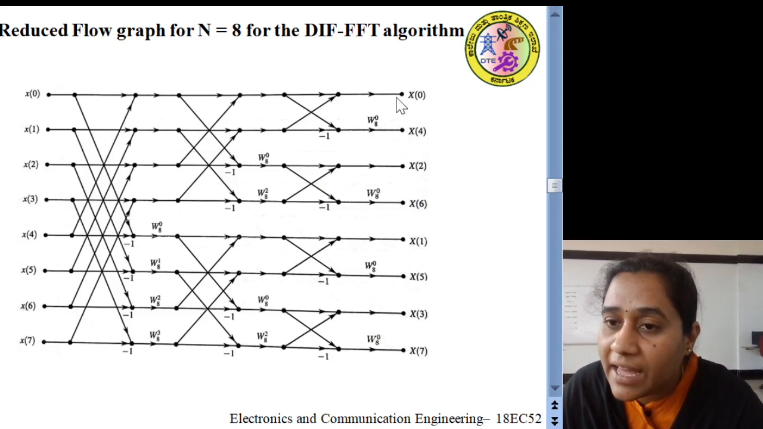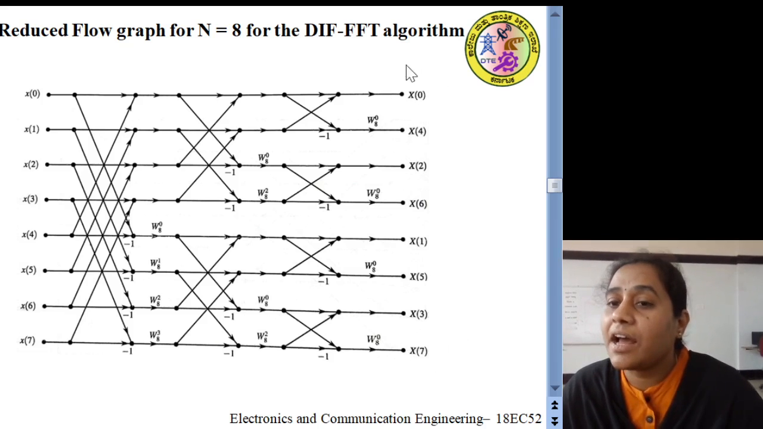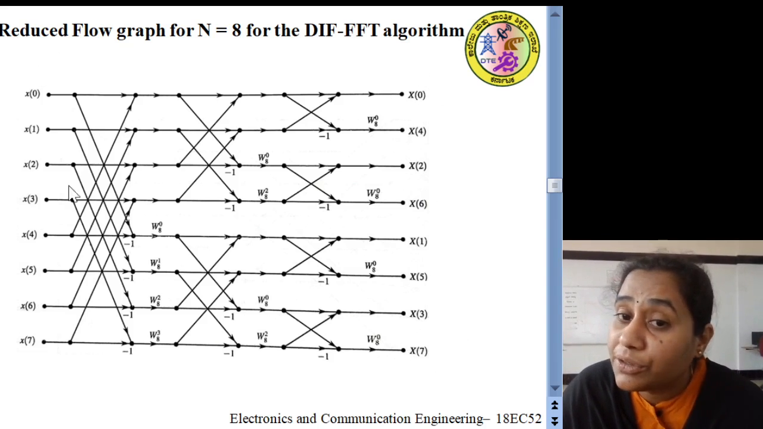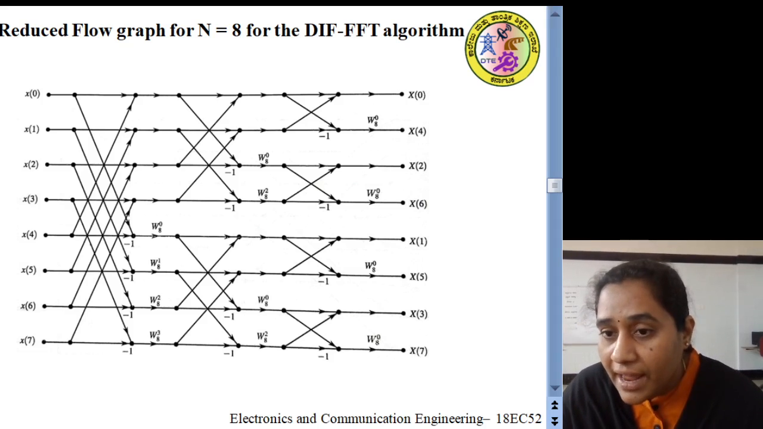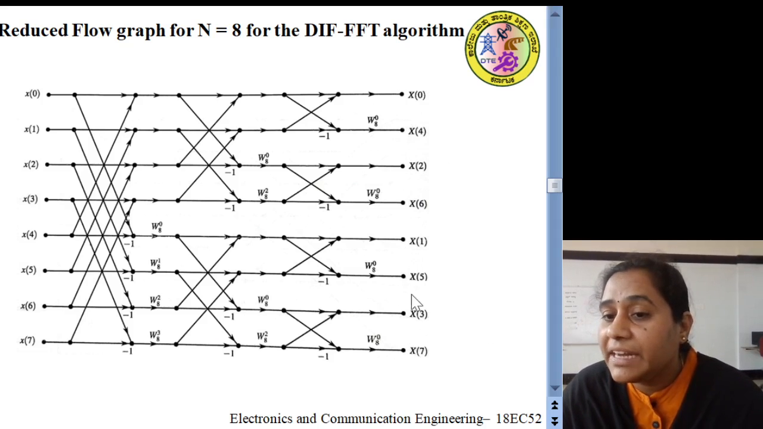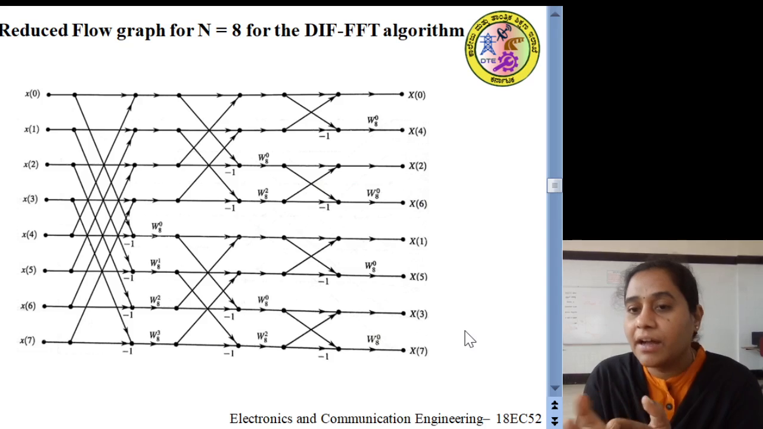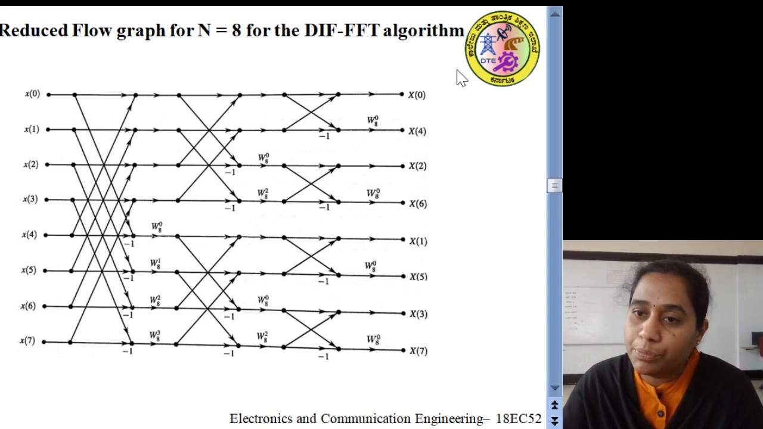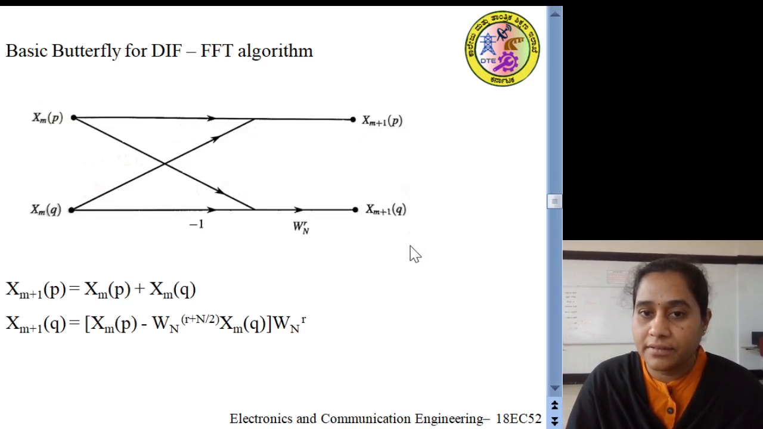But observe here the outputs are not in the normal order. The input to this is in natural order, but the output is in scrambled order. We can call this order bit reversal order. Because of the jumbling of the values, we obtain the outputs in bit reversal order.